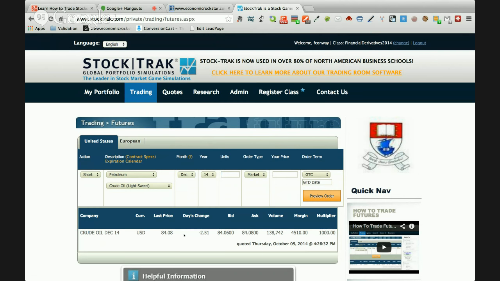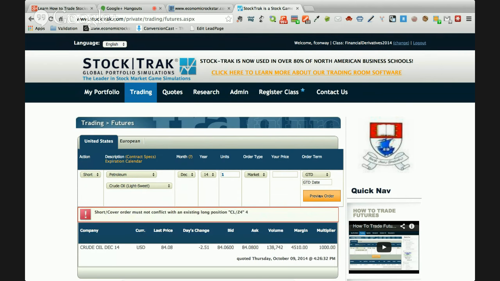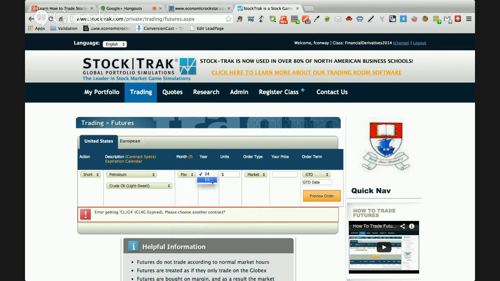Now, if I was to actually buy the oil, take physical ownership of oil, $84,080 would be my total cost. But that's not required when you're trading futures. All you need to do, and I'll put in 1 unit, which is my 1,000 barrels. Okay, again, I already have a position with oil, so I'm going to just change the month to allow me to take that short position.